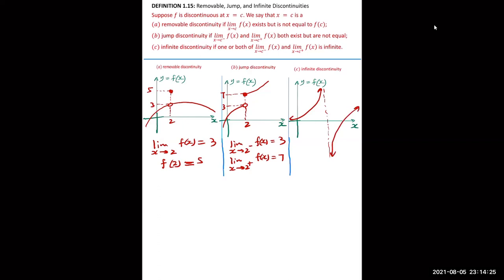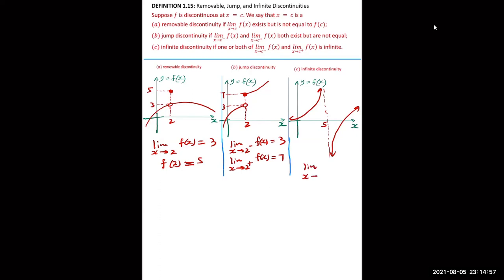We say that we have an infinite discontinuity if one or both of these limits is infinite. If the limit as x approaches c from the left hand side of f of x is infinite, or the limit as x approaches c from the right hand side of f of x is infinite, or both. In this case, the limit as x approaches c from the left hand side, let's say this point is 5.